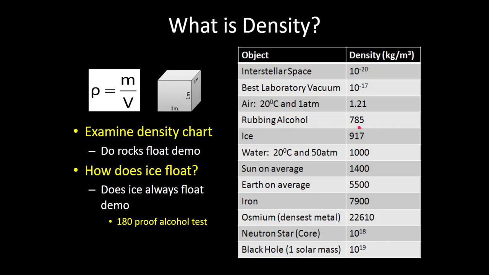Here, I'll give you some. So rubbing alcohol is 785 kilograms. Ice is 917. Water is around 1,000. You can go higher. You can see the chart here. Again, you can pause it and look at these other ones.